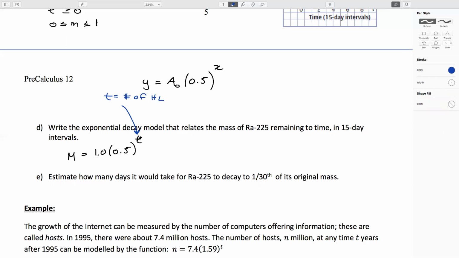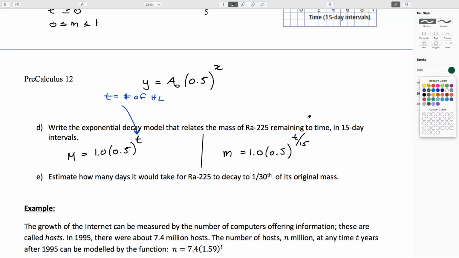Because after one half-life, you decay by 50%. After two half-lives, you decay down to 25%. If we wanted to model this using days rather than number of half-lives, it's a simple fix. It's still m equals 1.0 times 0.5 to the power t, but instead of just t, we divide by 15.